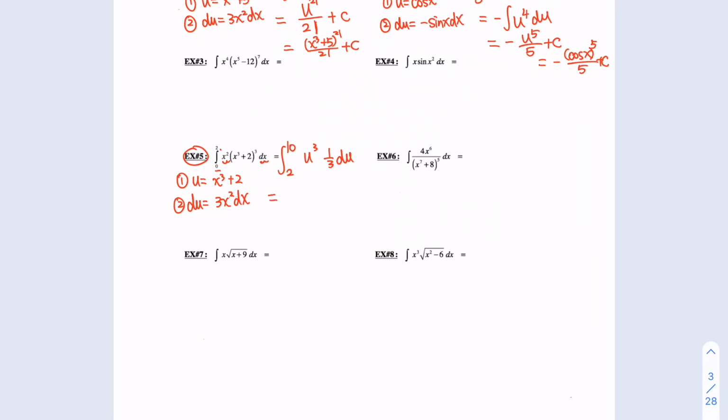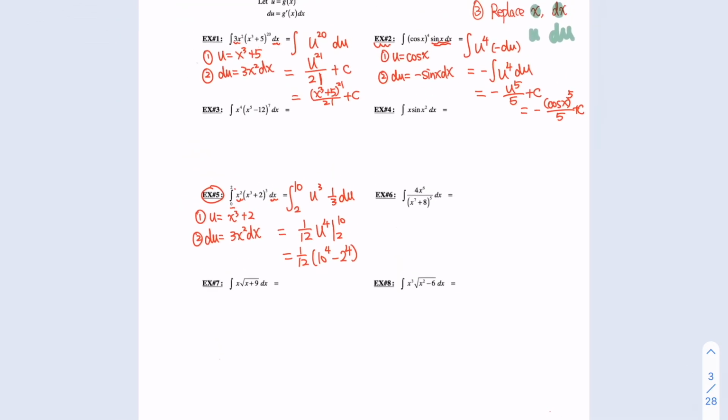So now we evaluate this. This is 1 over 3 u to the 4th over 4. When we take the antiderivative, it's 1 over 12 u to the 4th, from 2 to 10. Now we plug everything in: 10 to the 4th minus 2 to the 4th.